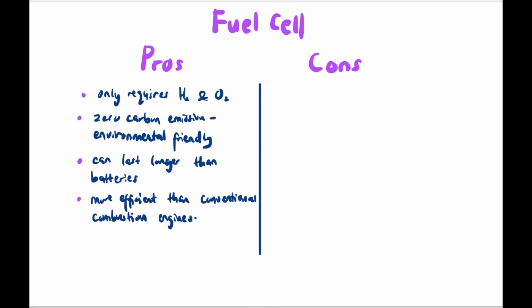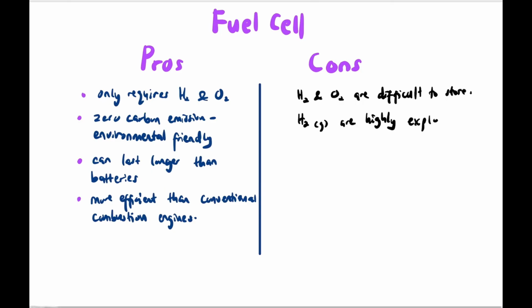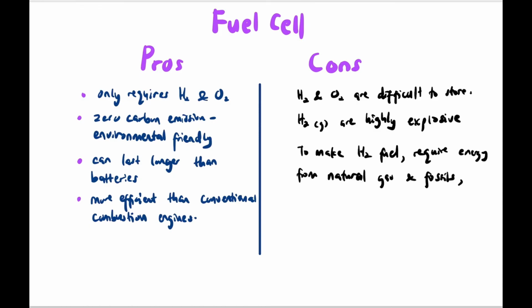Meanwhile, disadvantage untuk fuel cell ni pula adalah susah mau simpan H2 dengan O2, difficult to store. Masalah kedua adalah H2 are very explosive, bahaya pula. And then yang ketiga adalah to make H2 fuel tu kita perlukan energi daripada natural gas dengan fosil, which is a very limited resource. So kelebihan dia adalah environmental friendly, last longer, more efficient. Tapi kekurangan dia difficult to store, explosive dan limited resource.